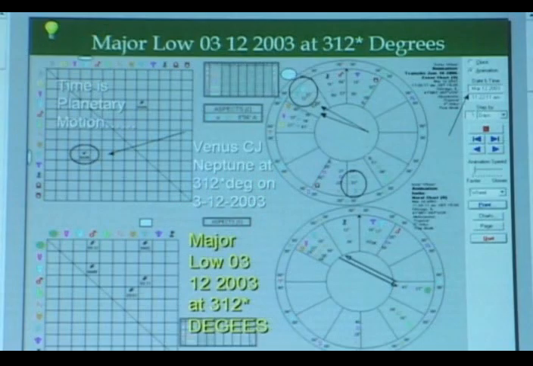3/12/2003. The odds of this occurring of time and price to meet is quite rare. Venus and Neptune were at 312 degrees in a Geo zodiac. The date was March 12, 2003.